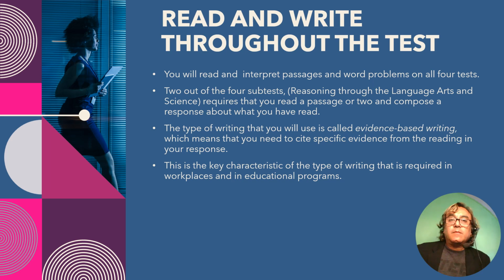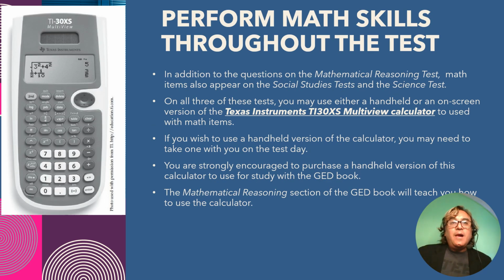You will read and interpret passages and word problems on all 4 tests. Reasoning through the language arts and science requires that you read a passage or 2 and compose a response about what you have read. Mathematical reasoning items also appear on the social studies test and the science test. On all 3 of these tests, you may use a handheld calculator or an on-screen version of the Texas Instruments TI-30XS multi-view calculator.